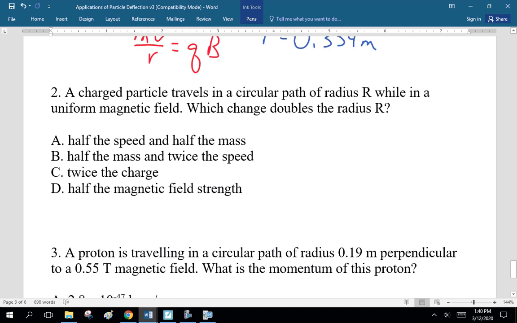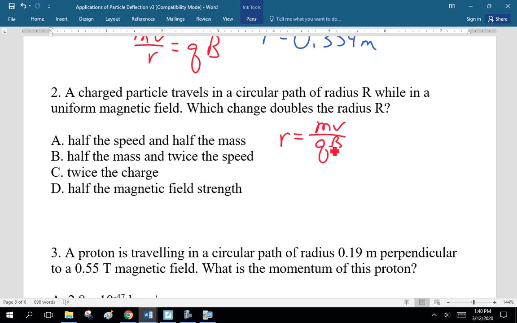A charged particle travels in a circular path of radius r while in a uniform magnetic field. Which change doubles the radius r? Well, we just did it in the last question. R is mv over qB. So how can we double r?